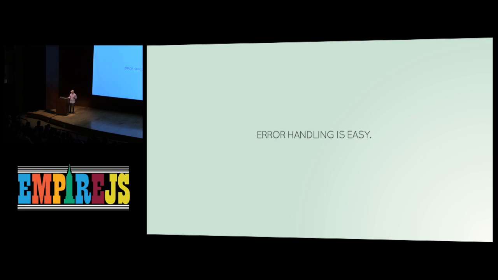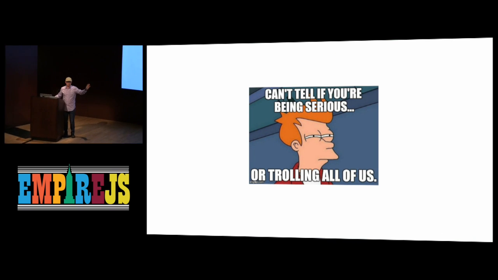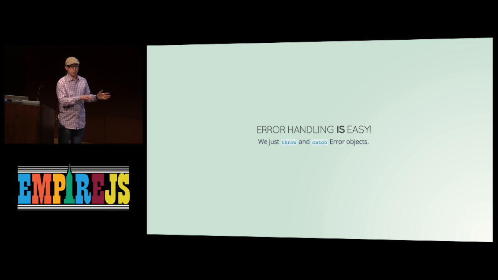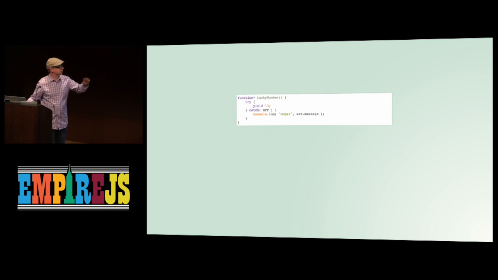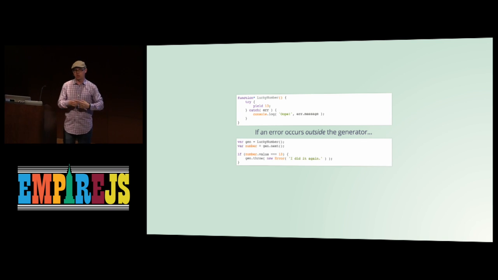Error handling in generators is actually really, really easy. I am not trolling you. It might look like it's difficult, but all we're going to do is throw and catch errors. That's it. It's really very, very simple. So here's a really simple function where we generate my lucky number 13, and you can see I've put a try-catch block around it. If an error occurs outside this generator, then I need to call the generator's throw method.